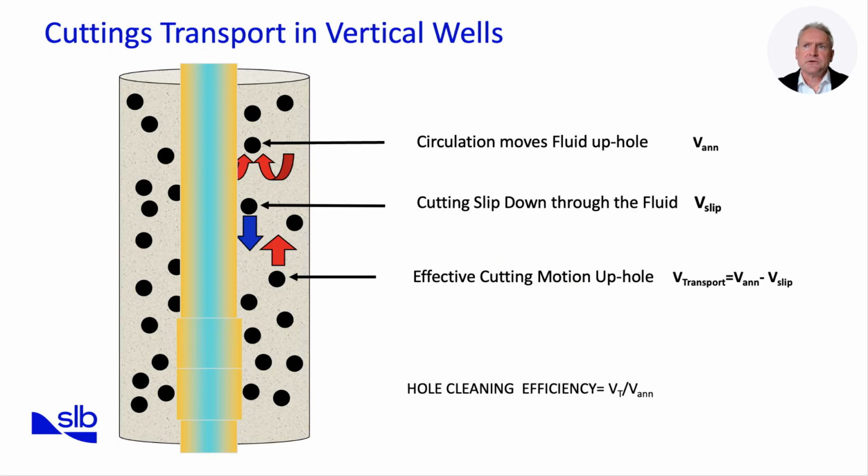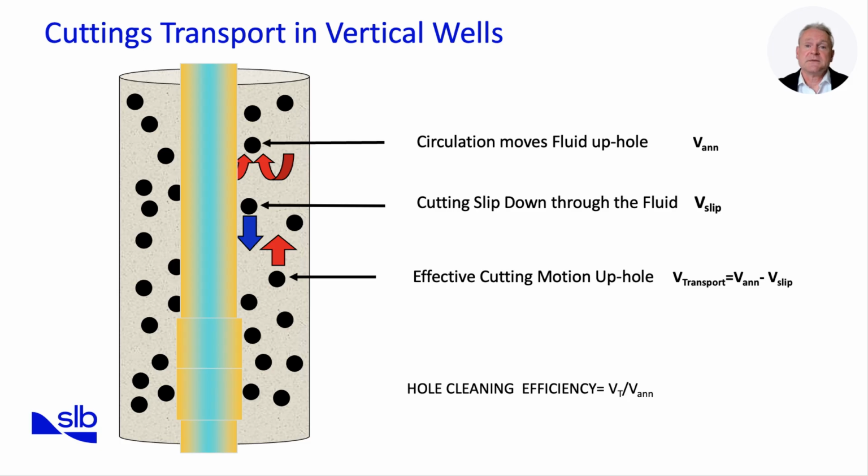This picture illustrates cuttings transport in a vertical wellbore. The drill pipe is positioned centrally within the hole, while circulating drilling fluid moves cuttings upward in the annulus. The arrows represent annular velocity, Va, which is the fluid velocity carrying cuttings toward the surface.